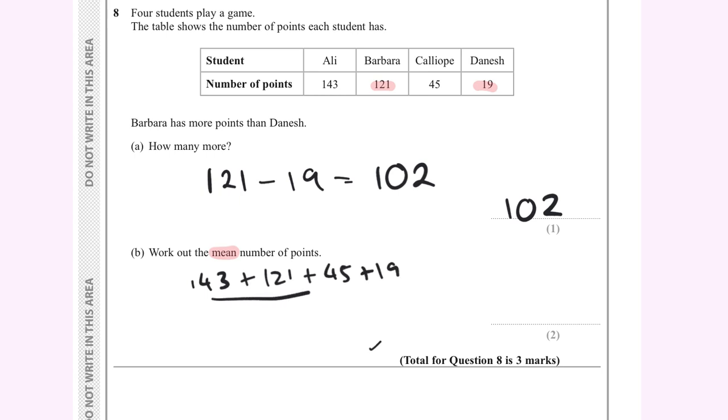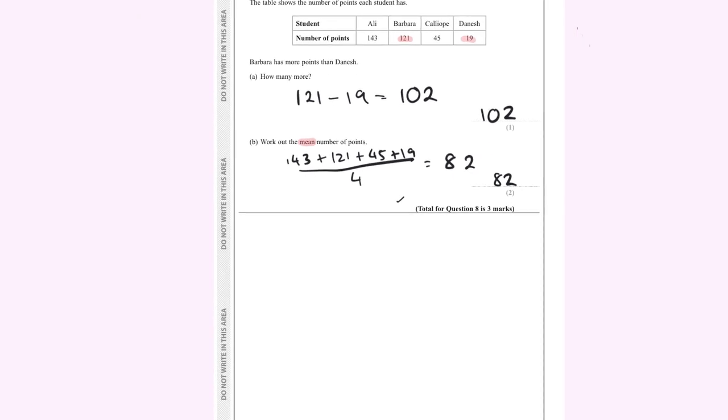And we're going to divide that by how many people there are. How many numbers there are, essentially. There's 1, 2, 3, 4. So we add them all up and divide them by 4. Again, just get your calculator out. I'm doing it as we speak. And you get 82. Honestly, quite straightforward when you know the steps. Use your calculator, add them up, divide them by 4. Another page done.